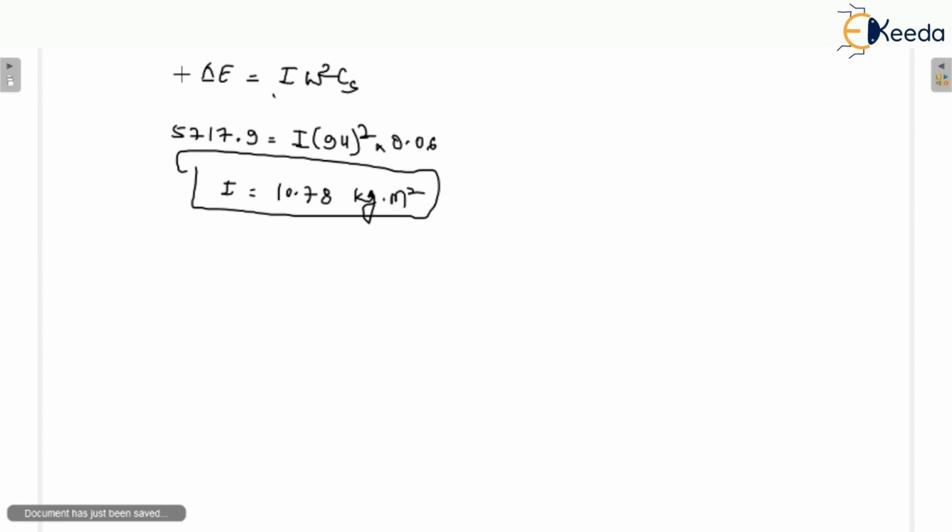And the formula we all know is delta E is equal to I omega square CS. Whatever is asked in the questions, you can find out from this equation. This is a very important equation in the flywheel. I hope you will understand the solution of that question.